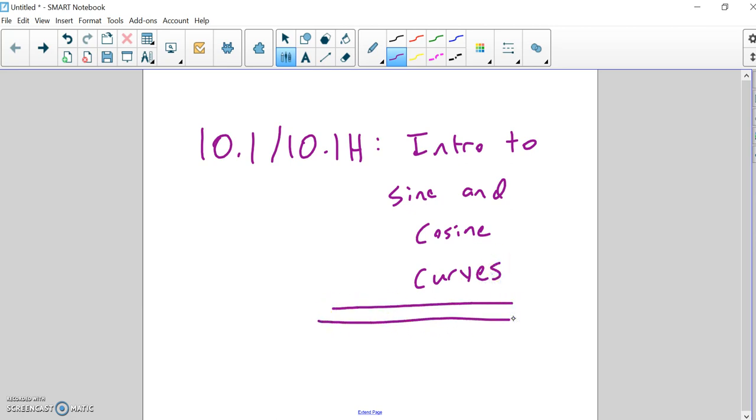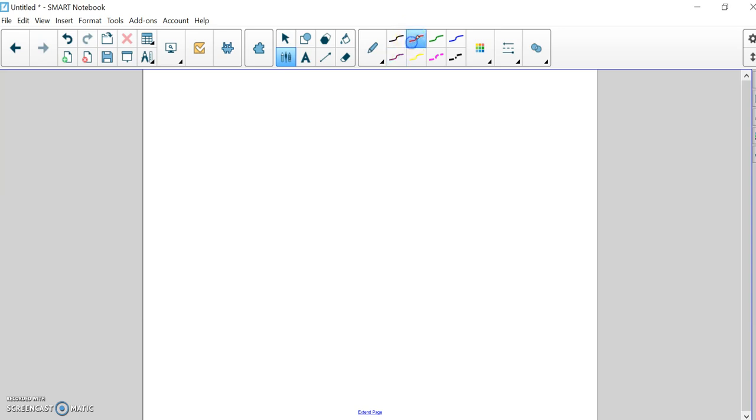Today should be pretty basic, and then we'll get into a little bit harder stuff when I get back for your next class. So what I'm going to start out with is the parent functions for these. If you remember, a parent function is just the simplest form of a function that doesn't have any transformations, no stretches, no flips, no translations, no anything like that.